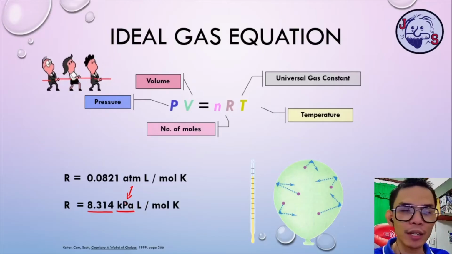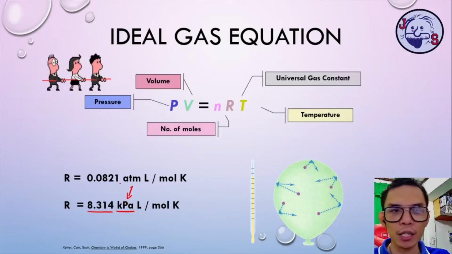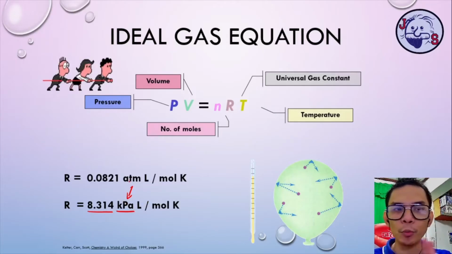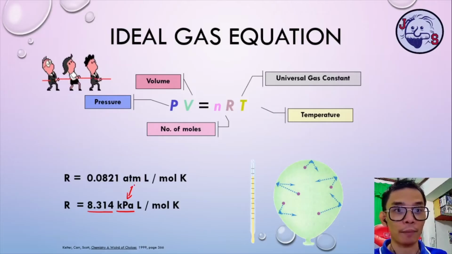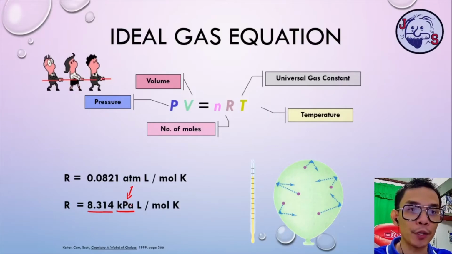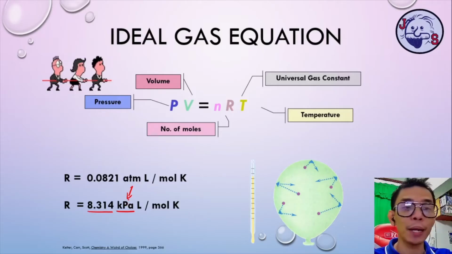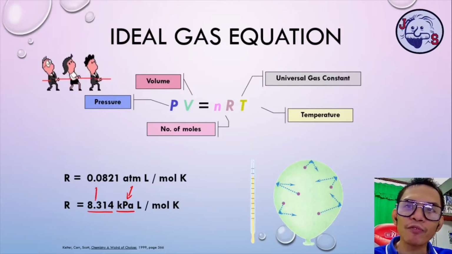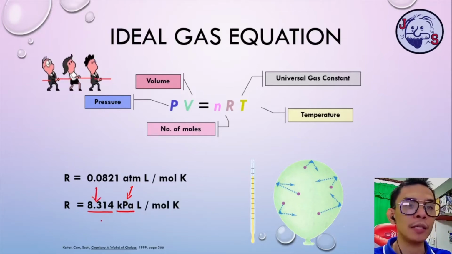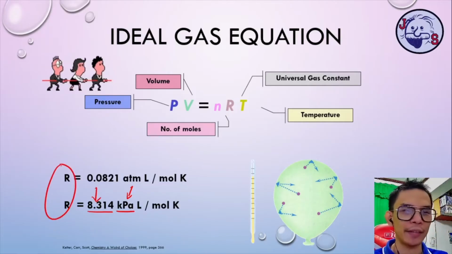Now, I know what you are thinking. If you change this one to millimeters of mercury, it will have a different value. Yes, you are correct. If you change this into millimeters of mercury or torr, or even Pascal, if you change this into different units, this value will also be different. But they are the same R at the end of the day.